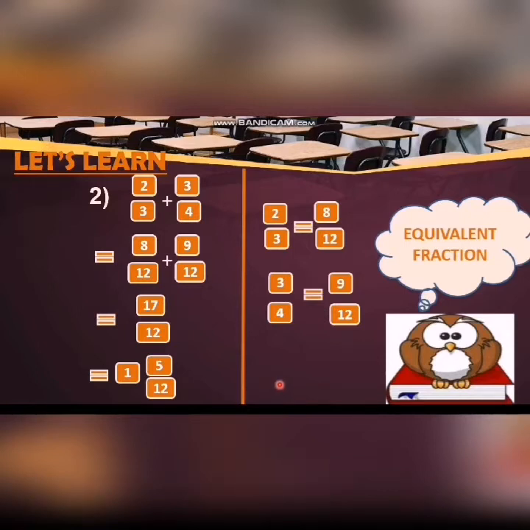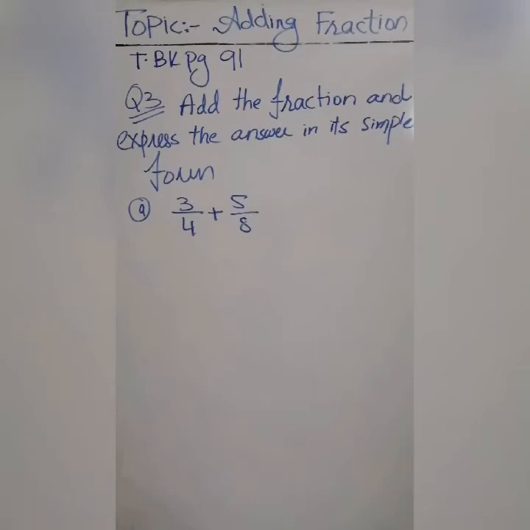Hope you understand this concept of making the denominators the same. 2 by 3 and 3 by 4, we make their denominators the same by taking the LCM. Hope you all understand the explanation from the PowerPoint presentation. Now we have some more explanation from our textbook, page number 91.